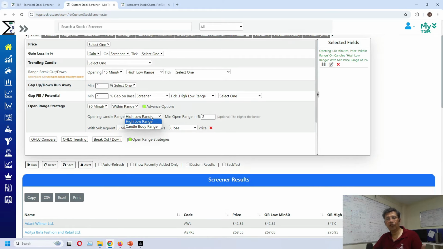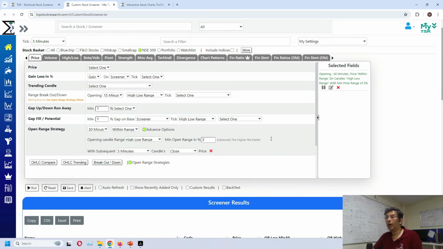Basically, you have an option of the range being the highs and lows of the candles, or you can go for the body. And then the minimum open range. What should be the minimum open range? The default is 2%, so that you have some sort of volatility after which it breaks. And then we'll see some of these other options also out here, right?